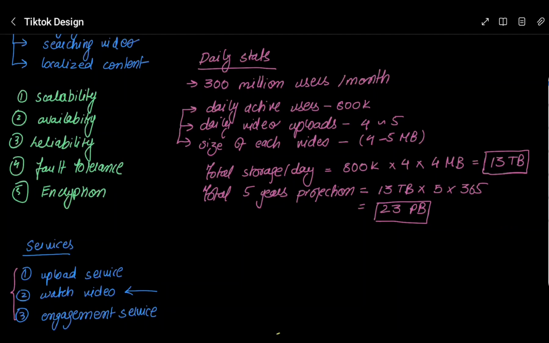The daily stat says that we have 23 petabytes of 5 years projection, and our daily storage is like 13 terabytes, which is a lot of data. Now, whenever we talk about storing this data, we have 3 or 4 options. One of them is a relational database, one of them is blob storage, one of them is keeping some or all of our data in a NoSQL database. We have memory databases as well, but in this particular scenario, we're talking about storing the actual videos.